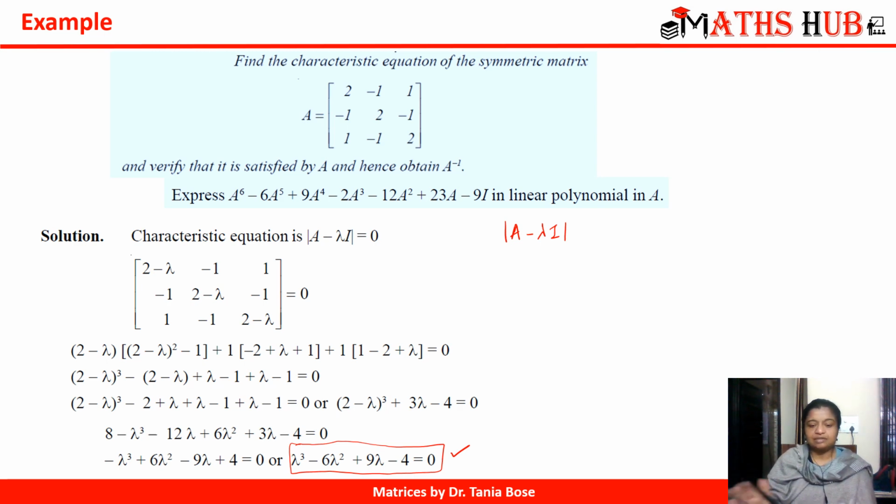Now we have to go to the verification part. The Cayley Hamilton theorem says that every square matrix satisfies this equation. So in place of lambda, if I substitute this matrix, we get A cube minus 6A square plus 9A minus 4. Now everything is in terms of matrices, so let me write the last term as 4 times I. So I should get this equal to 0.